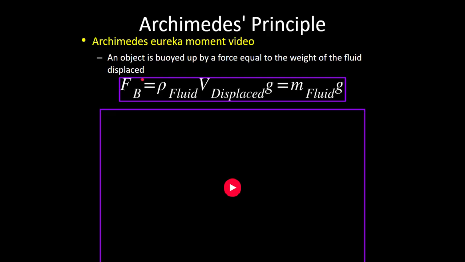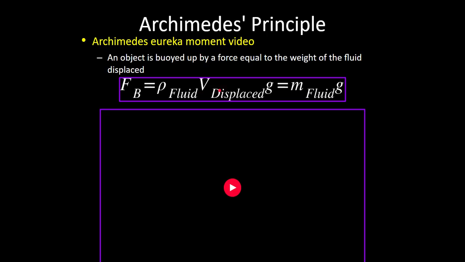But all it is is what we just talked about. He figured out that when you submerge an object in water, the displacement of the volume of water is equal to the volume of the object, as long as it's fully submerged. If it's only half submerged, then it's half the volume. And so this is the buoyant force equation, which equals the density of the fluid. So if it's water, it's 1,000.